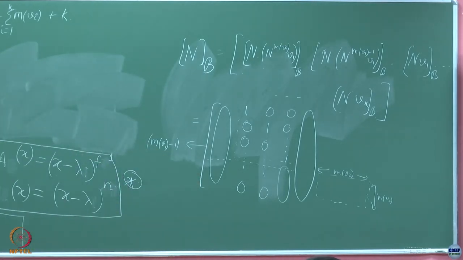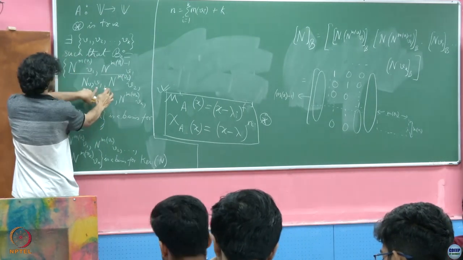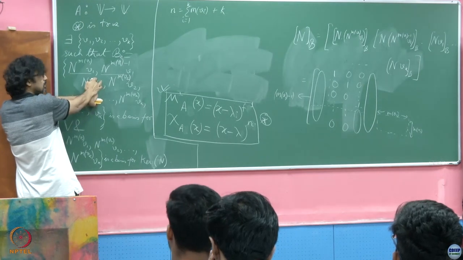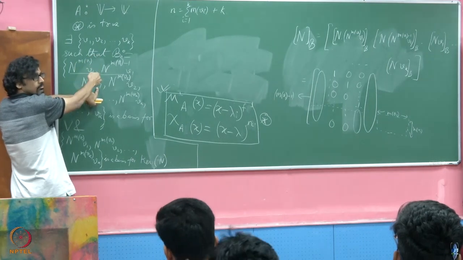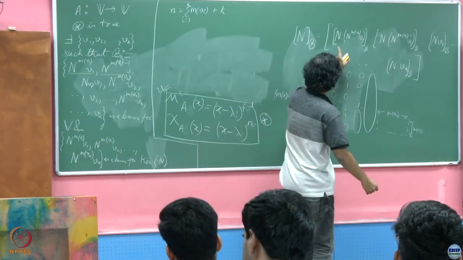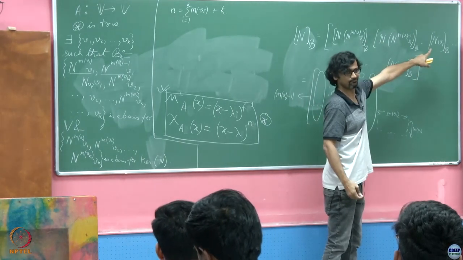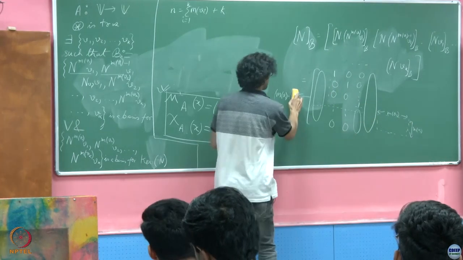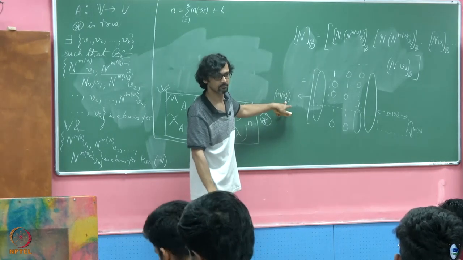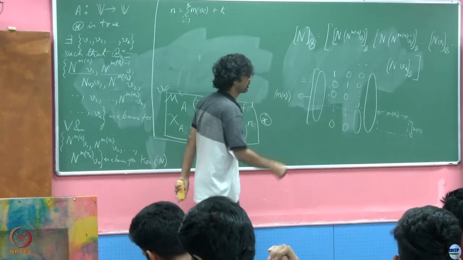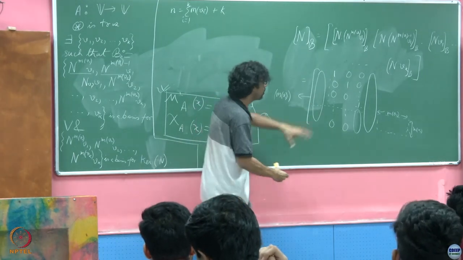Because you see, how many are there in this block? 1, 2, 3 until mV1. This is N hitting it 0 times, until N hitting it mV1 times. So in total there are mV1 plus 1 fellows here, and you're going to have to study the effect of the action of N on these mV1 plus 1 fellows. So I think this will then be the mV1th position. I was not very sure of the counting myself. So this is mV1 plus 1.